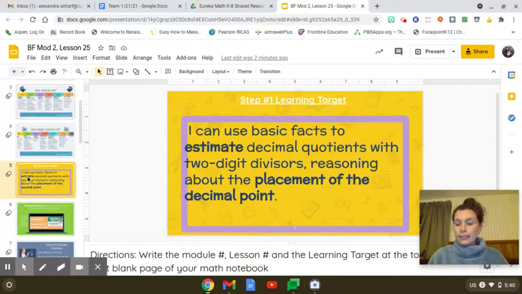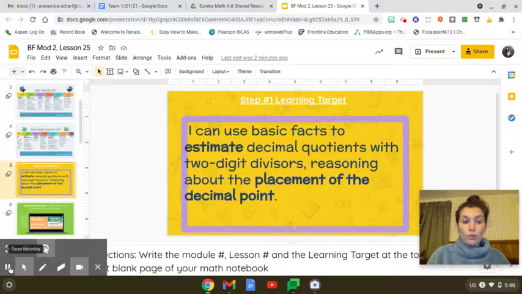Our I can statement is: I can use basic facts, so those are our fast facts, to estimate decimal quotients with two-digit divisors. So that means we're going to use our fast facts to estimate, not find exact answers, with decimals that have 2 digits. So we're dividing by 2 digits, and we're going to do this by thinking about where the decimal place goes.